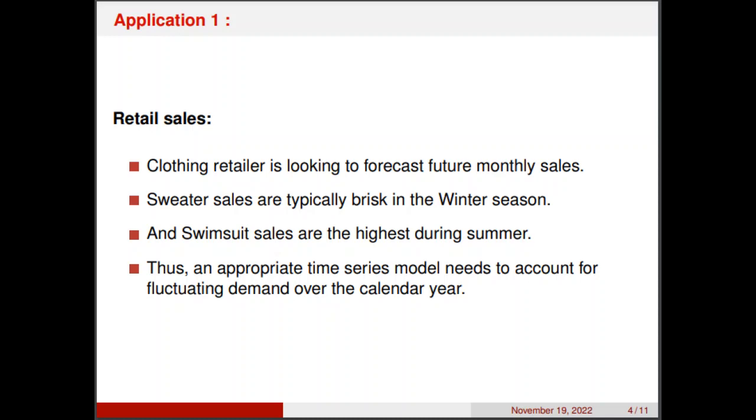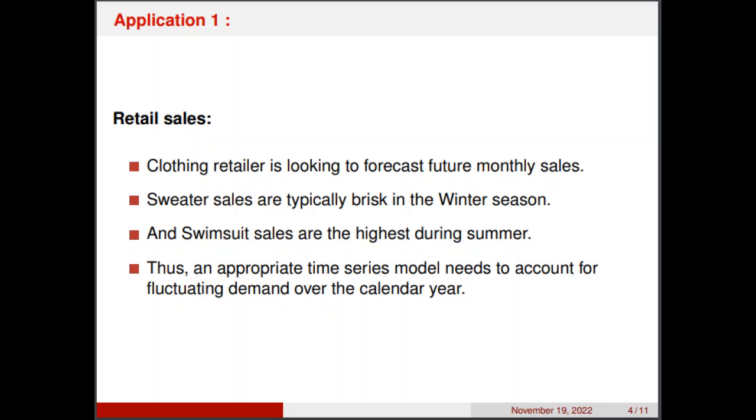Next we go with the applications of time series. The first application is retail sales. In retail sales, a clothing retailer is looking forward to forecast the future monthly sales. So we know that sweater sales are typically higher in the winter season, and swimsuit sales are highest during summer time. So the appropriate time series model needs to account for the fluctuating demand over the calendar year.